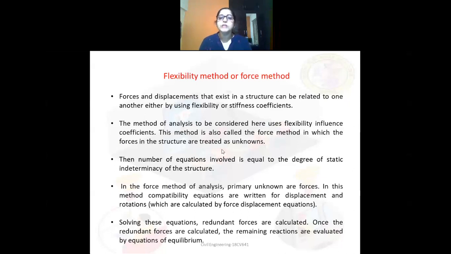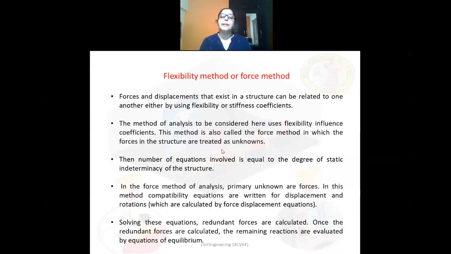The number of equations involved is equal to the degree of static indeterminacy of the structure. That is, equations of equilibrium is 3. So if the available reactions are also 3, then the structure is said to be statically determinate. In the force method of analysis, primary unknowns are forces. Hence, this method is also called the force method.